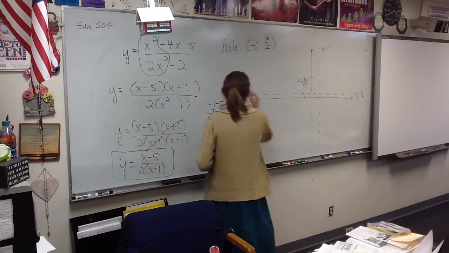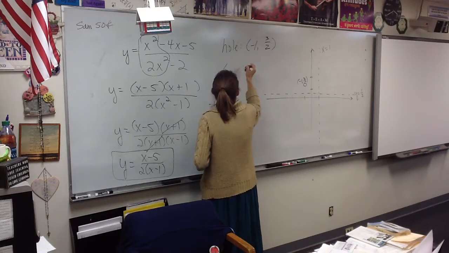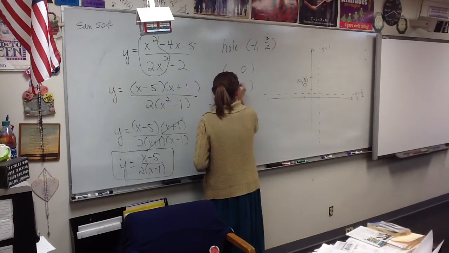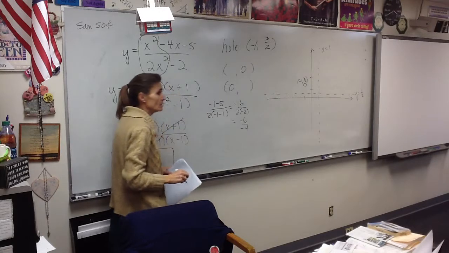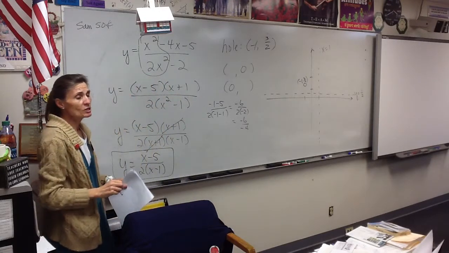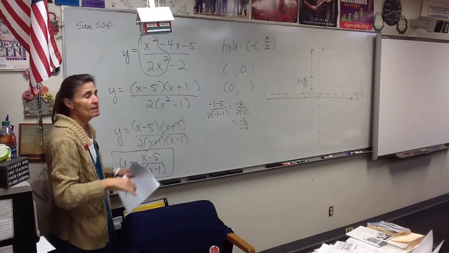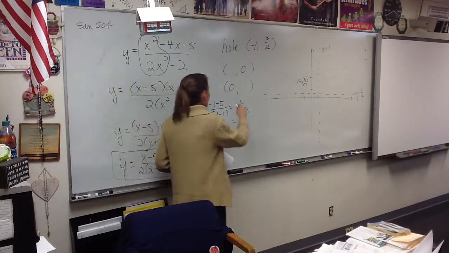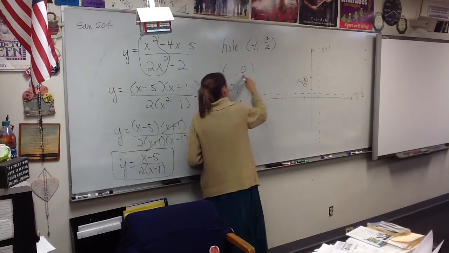What else do I need? An x and a y intercept. I need an x and a y intercept. And you may not know which one's which until you plot it, and that's okay. But you do know that you have to let x be 0 and you have to let y be 0.